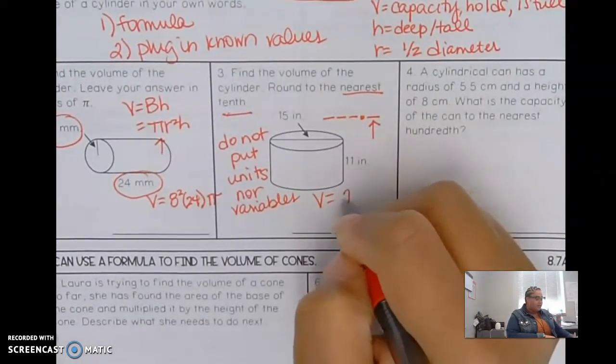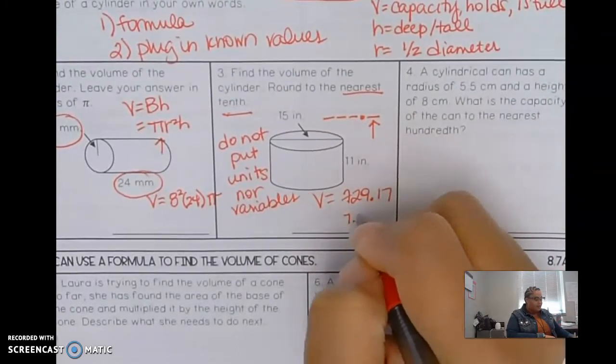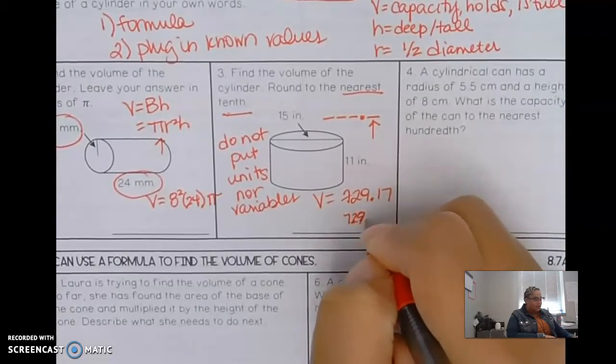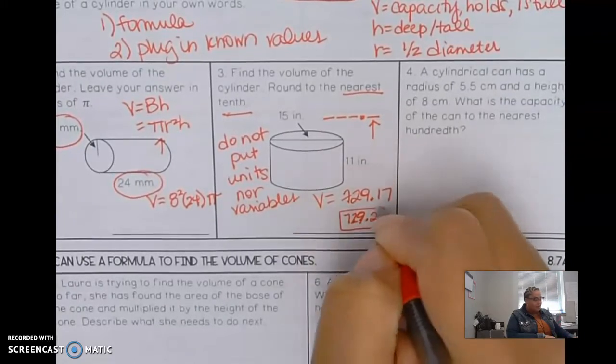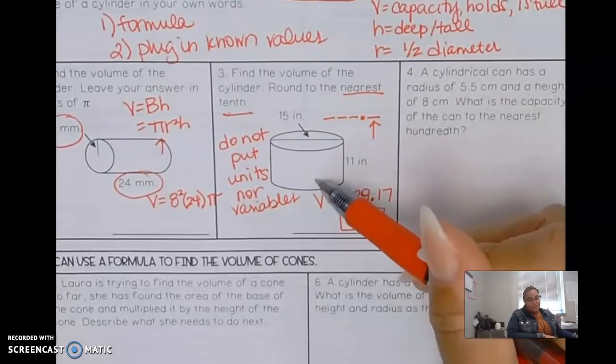Okay, so if you get 729.17, then you'll input 729.2 in Skyward. If you put this answer in, then I know that you're not paying attention because this is not the answer to this question.